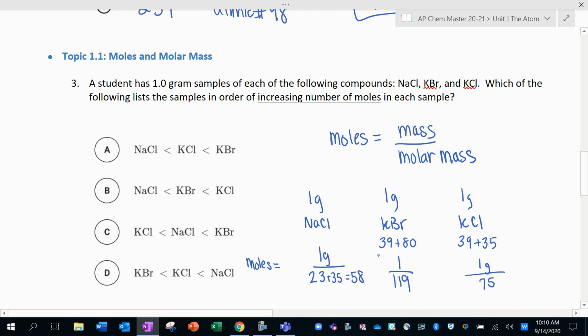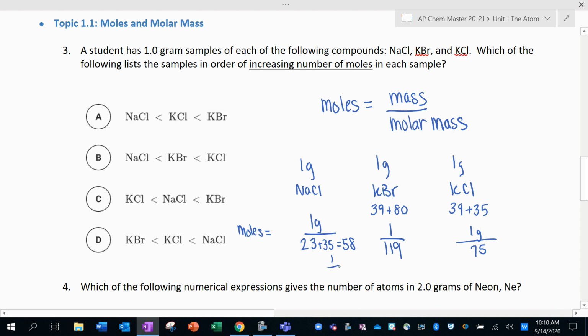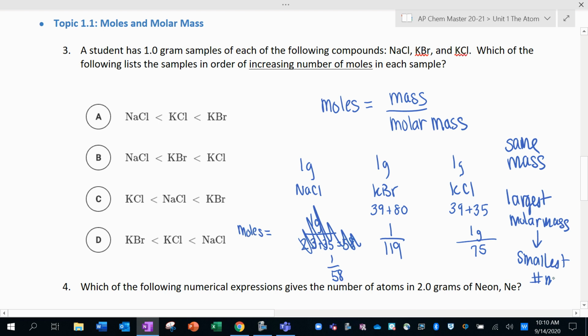So what we should notice is that when you are comparing samples with the same mass, the substance with the largest molar mass, in this case that's the KBr, is going to have the smallest number of moles. And notice I didn't actually have to use my calculator at all. It doesn't even matter if I misestimate these molar masses. I just want to have a rough estimate here. So the one with the largest molar mass has the smallest number of moles, and the one with the smallest molar mass is going to have the largest number of moles. So the answer to this one is D.